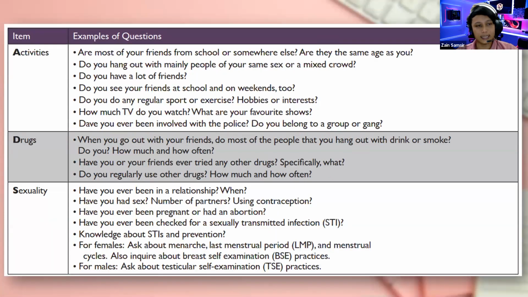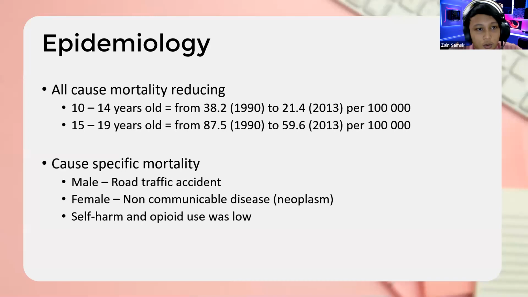So let us move on to epidemiology. For the all-cause mortality, it is reducing from 1990 to 2030. All-cause mortality of the adolescent is reducing. And then usually for male, the specific cause of mortality is road traffic accident. But for female, it is non-communicable disease, especially neoplasm. And in Malaysia, self-harm and opioid use was low.